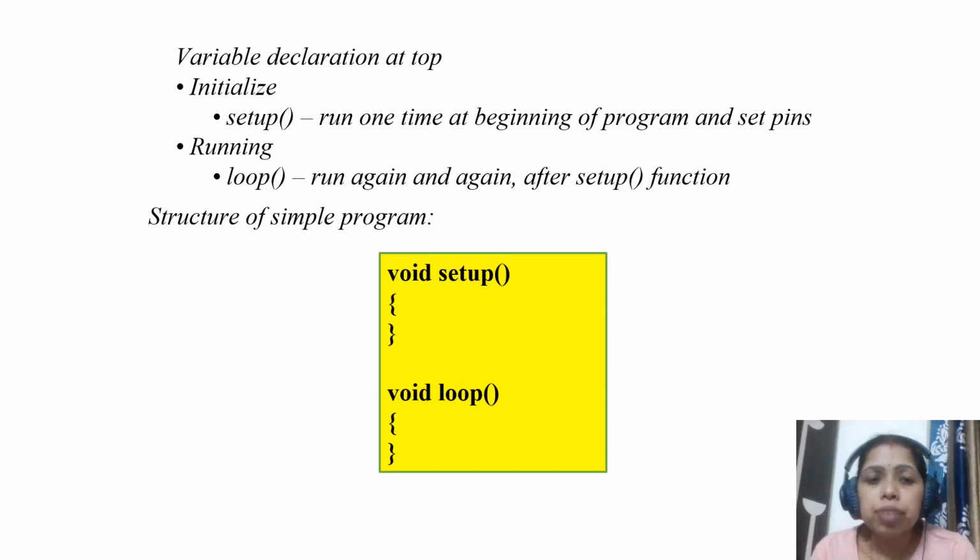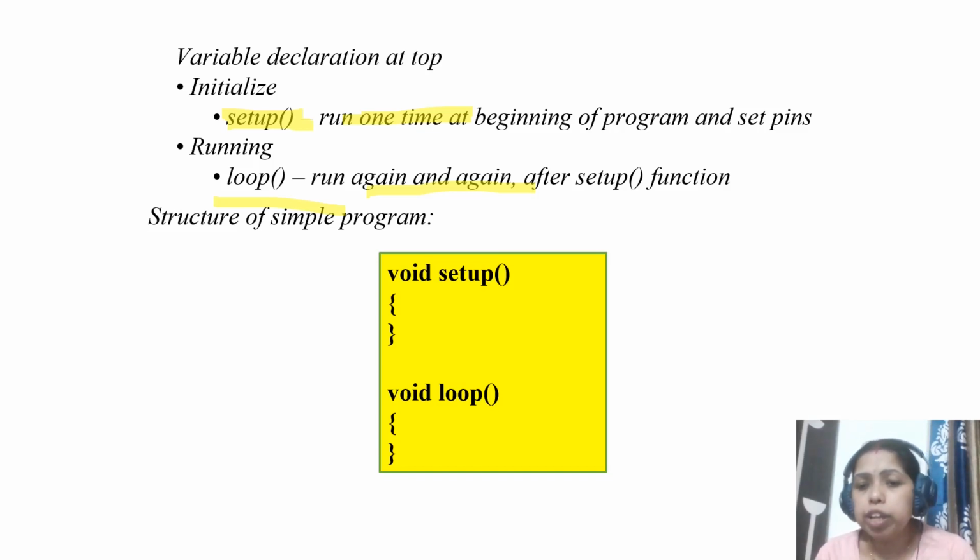One is the setup function, another is the loop function. What does it mean? In the setup function, you have to write some set of code which will be executed only one time. Here you can write the code which will be executed only one time. Under the loop function, you write some set of code which will be executed multiple times.